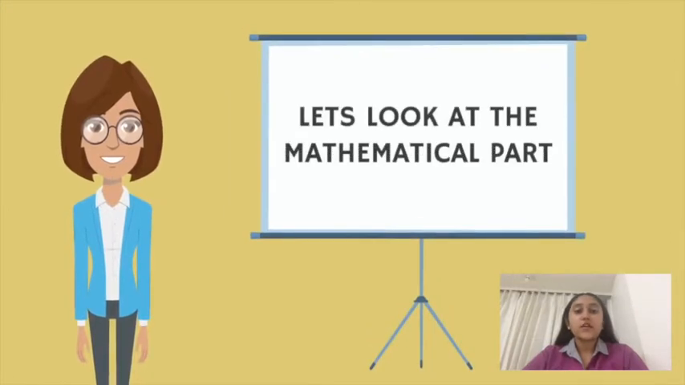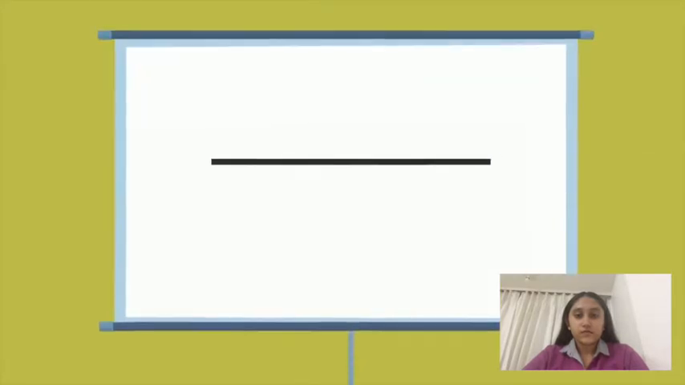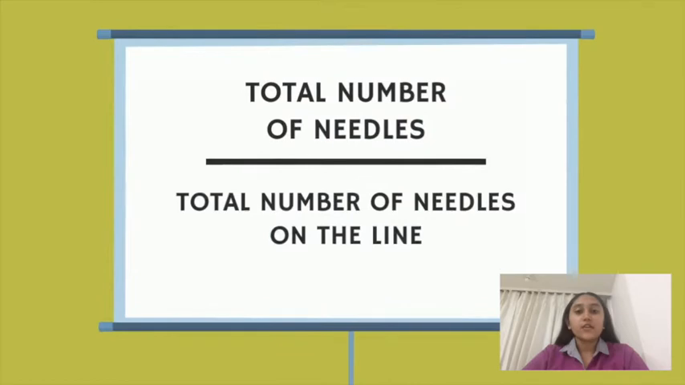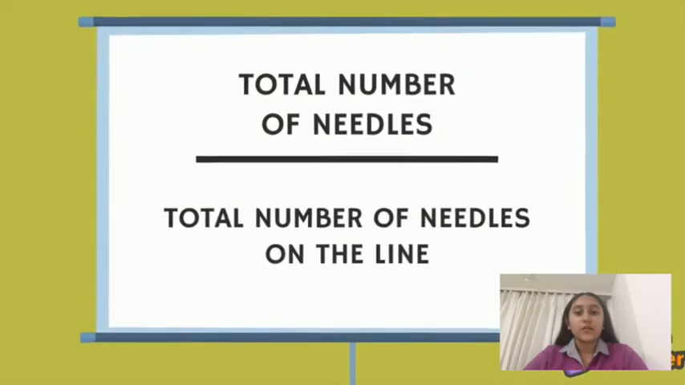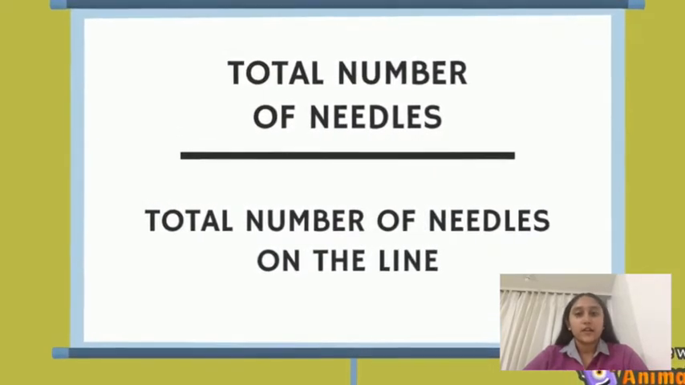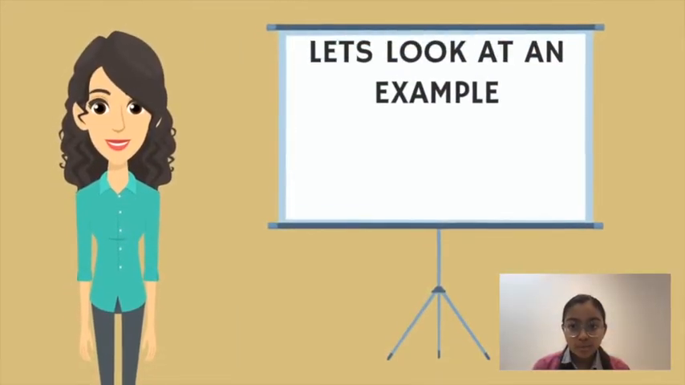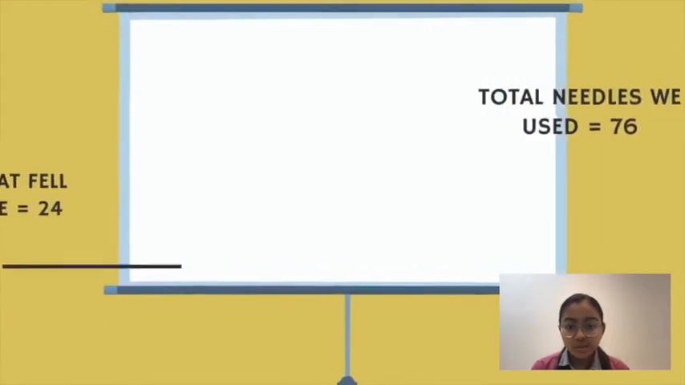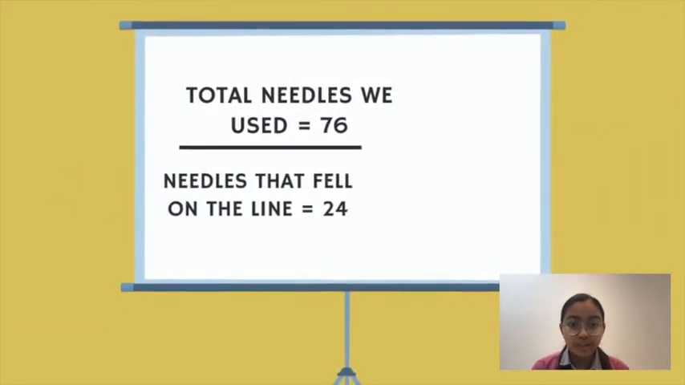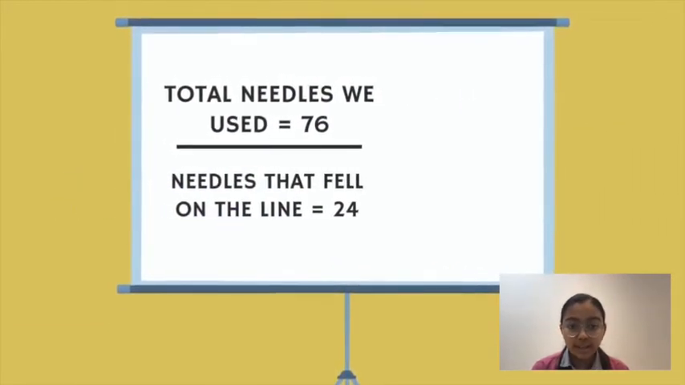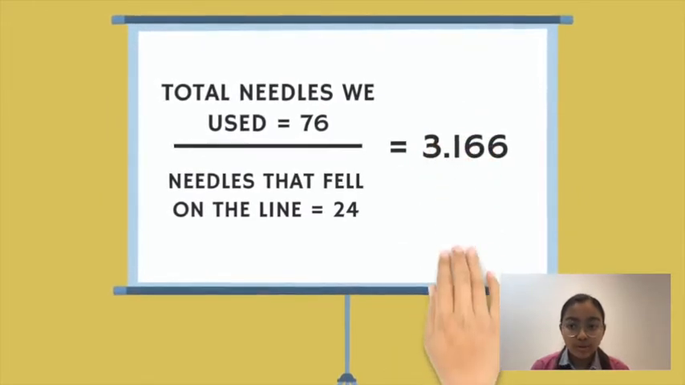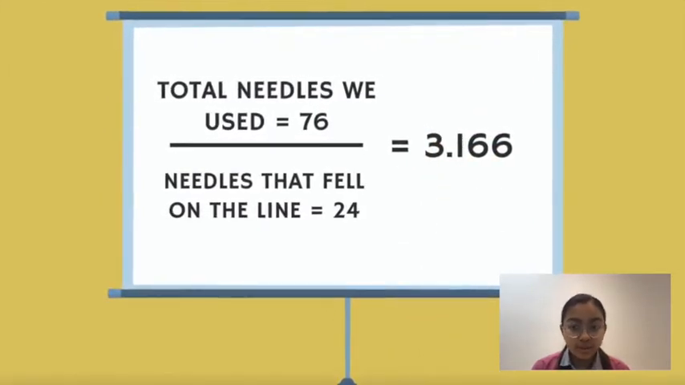Let's look at the mathematical part of this experiment. The total number of needles should be divided by the total number of needles that have fallen on the line. In the demo experiment we performed, the total number of needles we used were 76 and the total number of needles fallen on any line were 24. So we divide 76 by 24, which gives us 3.166.